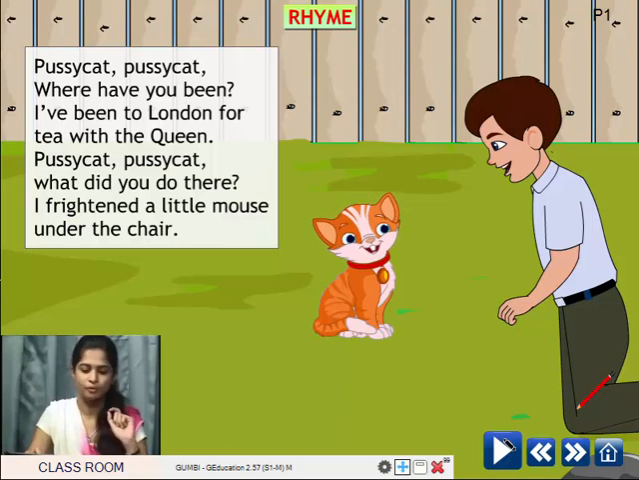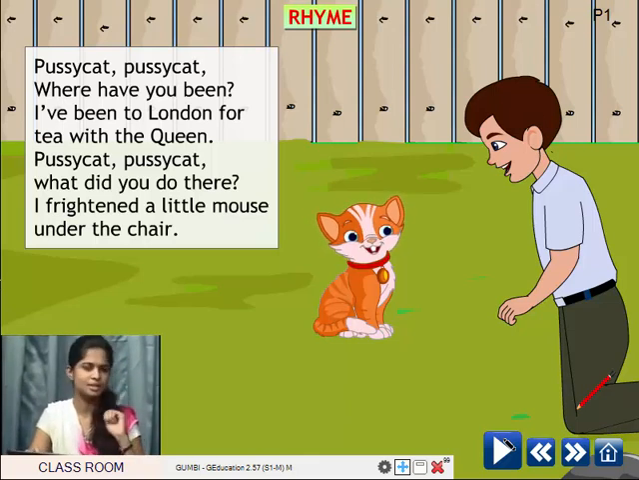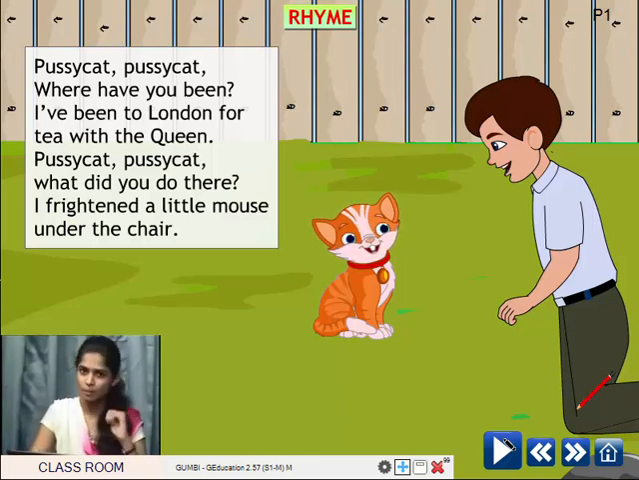Pussy cat, where have you been? I have been to London for tea with the Queen. Pussy cat, what did you do there? I frightened a little mouse under the chair. So, this was the poem.